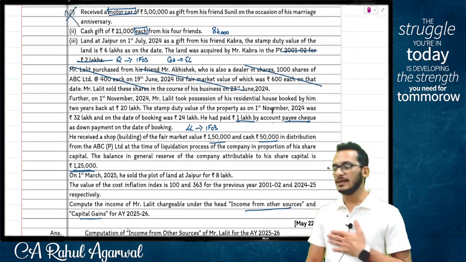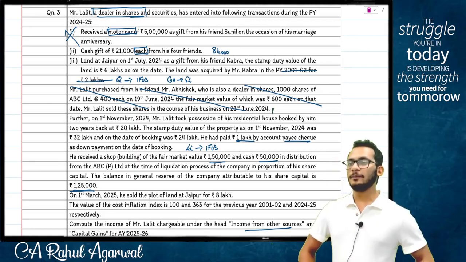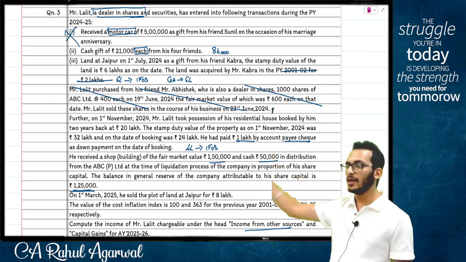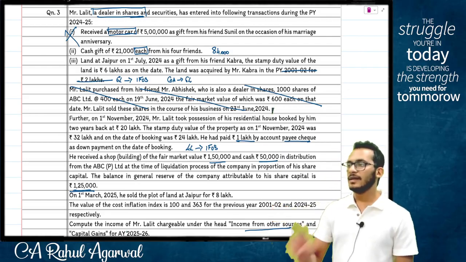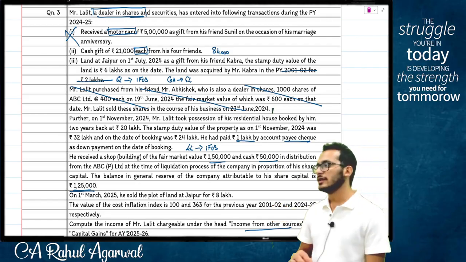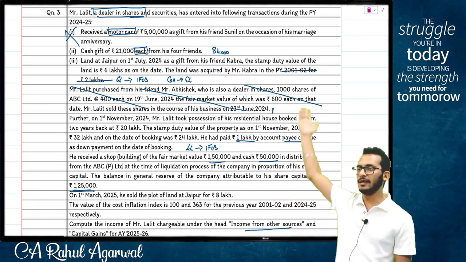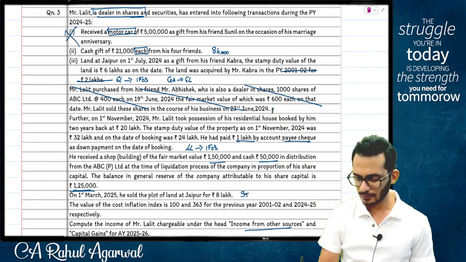My period of holding starts from, will it start from previous owner or current owner? Start from current owner. Current owner is 1st July. Current owner sold it on 1st March 25, which means within 24 months. And therefore, this is short-term capital gains. My short-term capital gains will be 8 lakhs minus the cost, so I have an STCG of 2 lakhs.